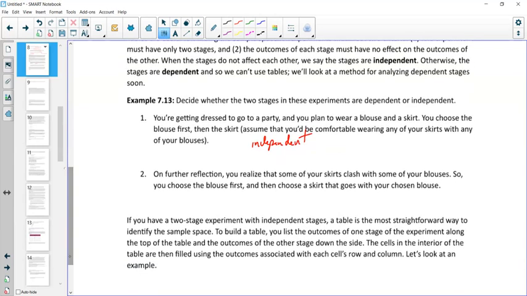On further reflection, you realize that some of your skirts clash with some of your blouses. So you choose the blouse first and then choose the skirt that goes with your chosen blouse. These would be dependent because which blouse you pick is going to affect which skirt you pick. You're going to pick one that goes with it.